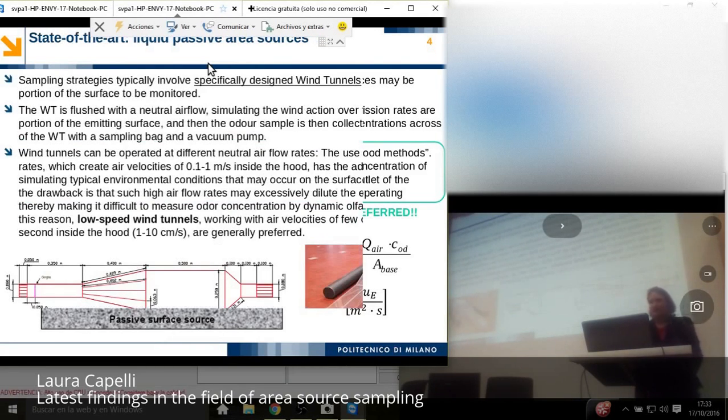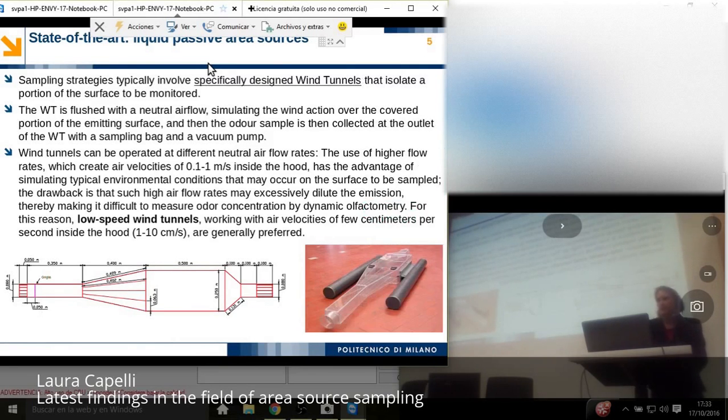State of the art, for liquid passive area sources, sampling strategies typically involve specifically designed wind tunnels that isolate a portion of the surface to be monitored. This is an example of the wind tunnel we use at our lab and which is commonly used also in other labs in Italy. Wind tunnels can be operated at different neutral airflow rates, and that's already a degree of freedom on which not everybody agrees.